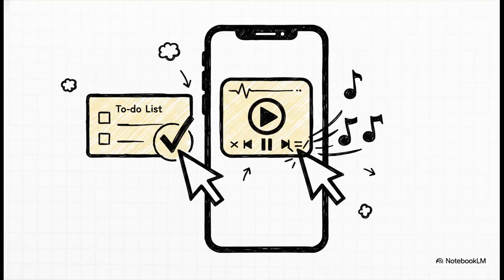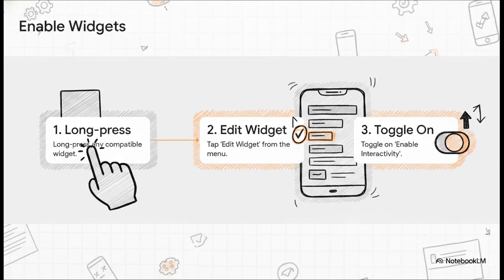This right here is the headliner. For the longest time, widgets have just been these little static windows, right? They show you information, but that's it. Well, with this update, they finally come to life. You can now actually do things right from the widget on your home screen without ever opening the app. Imagine ticking off a to-do item or pausing your podcast right there. It's a game changer.